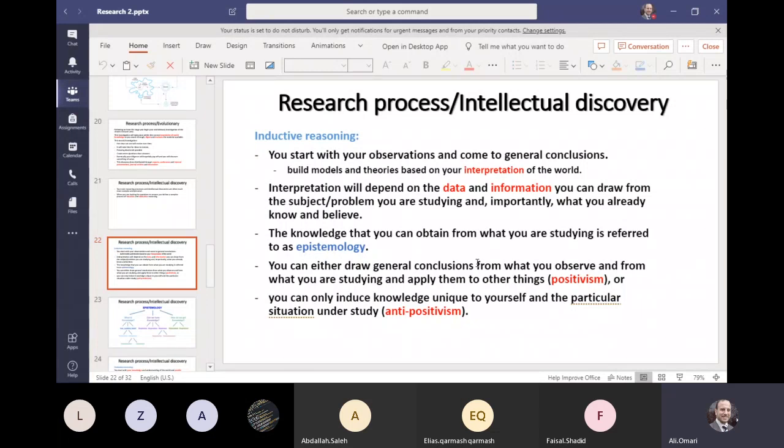Okay, so we have inductive and deductive reasoning. Inductive reasoning is when you start with your observation and come to a general conclusion by building a model and theory based on your own interpretation. You interpret a theory of the world, and the interpretations will depend on the data that becomes information. Based on this information you can draw from the subject problem you are studying.